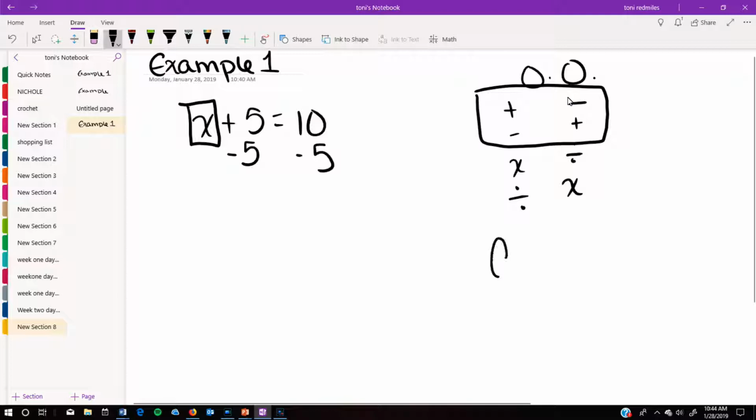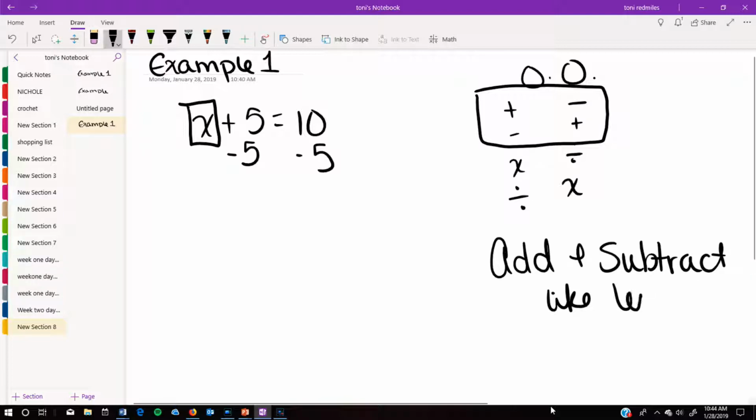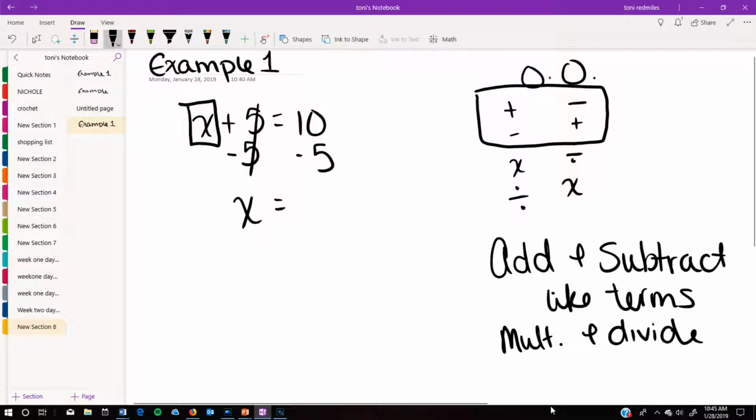And that is because when you add and subtract, something has to be like. It can only be with like terms. We learned that in the like terms video I did. But when I multiply and divide, I don't care about what's like. I don't need like terms. So when I multiply and divide, I have to do it by everything. And when I add and subtract, I only have to do it by the like terms on each side. So positive 5 minus 5, that gives me the 0 I'm trying to get. So it just dropped down my x. 10 minus 5 is 5, so 5 equals x.